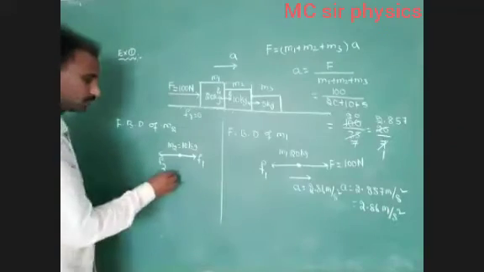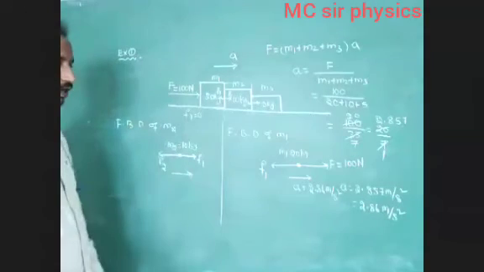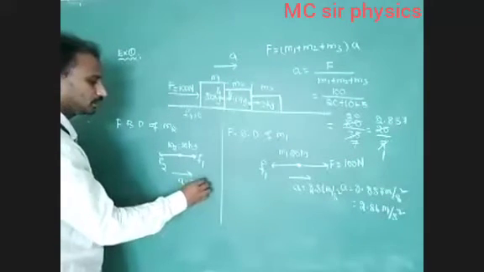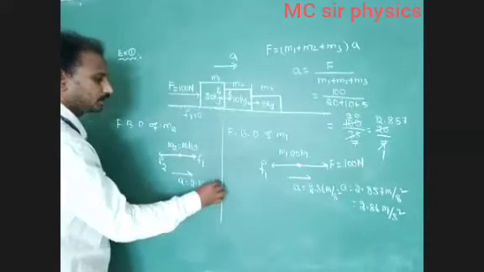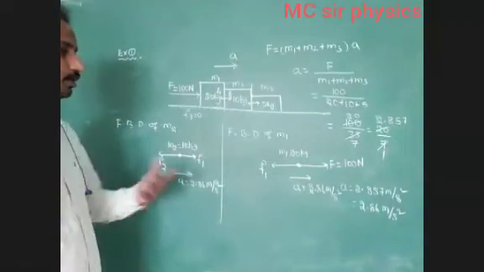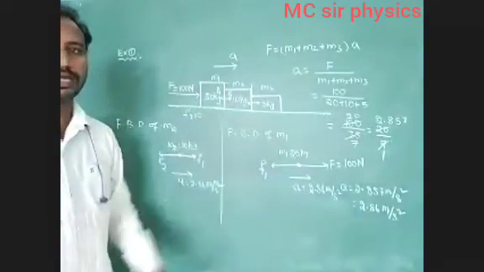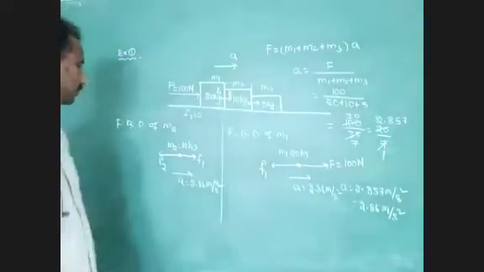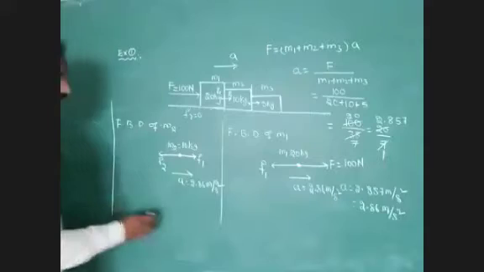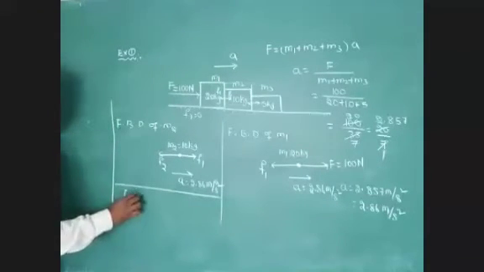What is the acceleration of the system? Acceleration of the system we have to represent A equal to 2.86 meter per second square. We don't know F2, we don't know F1. Now we have to find out the F1 value. Next we can use it to calculate the F2 value. Just identify this condition.